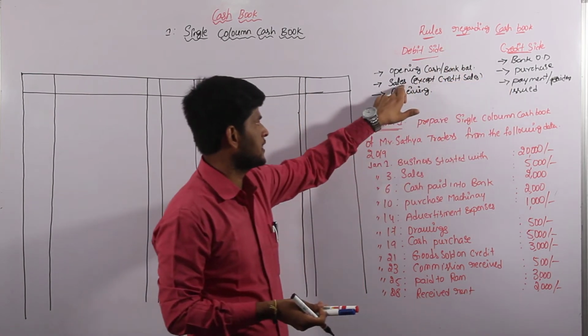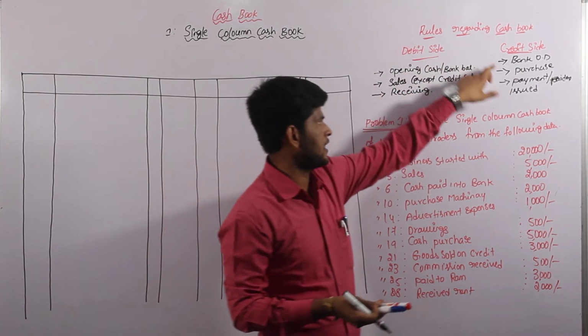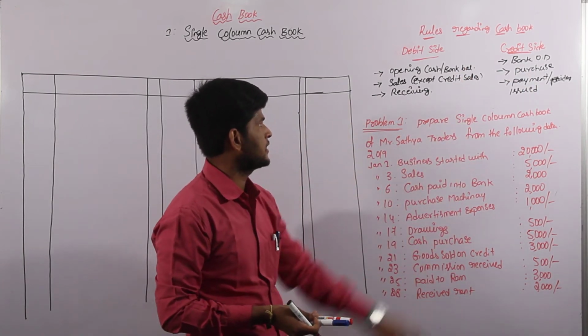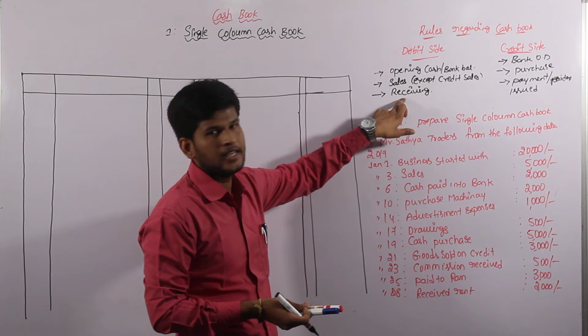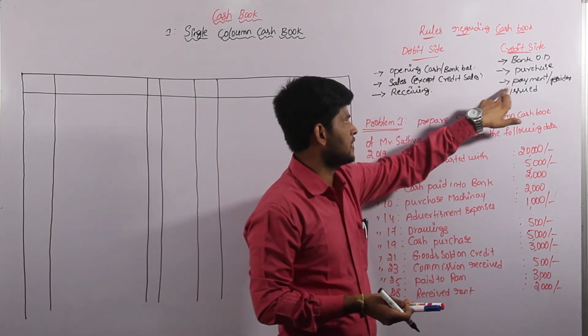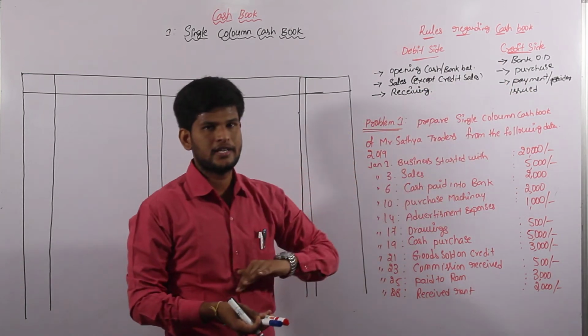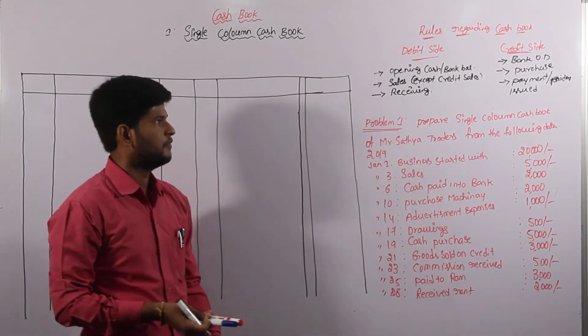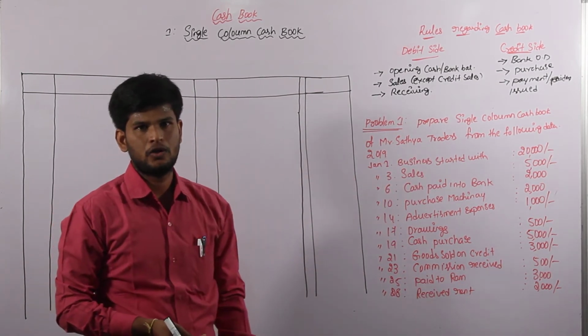In debit side, second condition is sales. In credit side, second condition is purchase. And come to the third condition. In debit side we are writing receivings. In credit side, third transaction is payments. Once receiving, opposite is payment. So these conditions we have to satisfy while we are going to enter the transaction into our cash book.